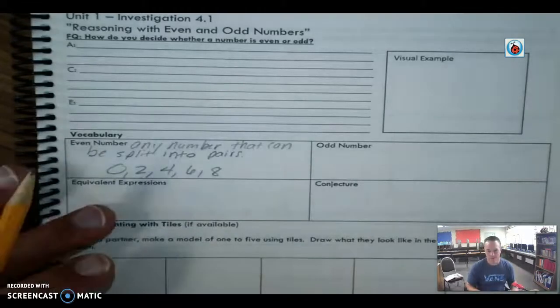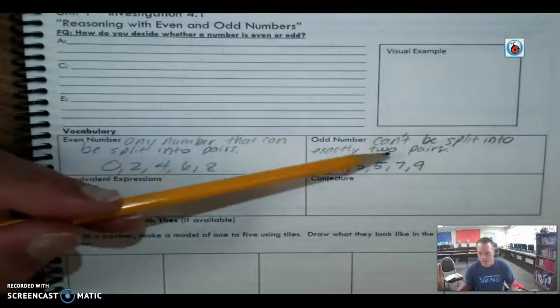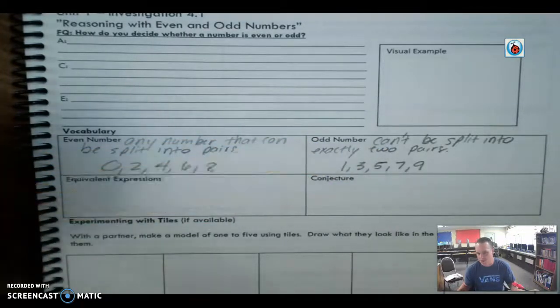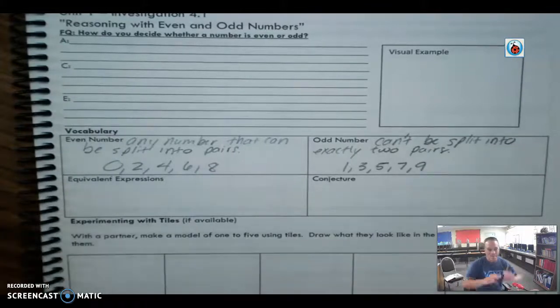So what that means for an odd number is that it can't be split into pairs. It's going to have a remainder. So when we think about the number 3, it's going to be 2 and 1. So you can't split it equally. An odd number can't be split into exactly 2 pairs, and they would end in 1, 3, 5, 7, and 9. So they would have a remainder. And in math, we don't like those remainders. We like stuff to be even.